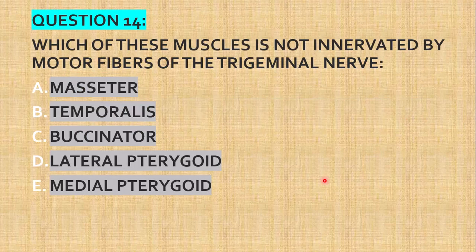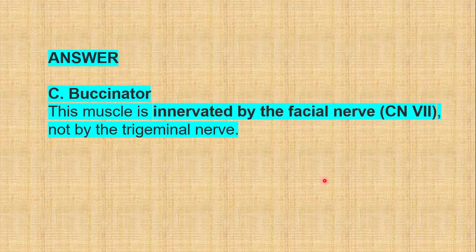Question 14. Which of these muscles is not innervated by motor fibers of the trigeminal nerve? A, masseter. B, temporalis. C, buccinator. D, lateral pterygoid. E, medial pterygoid. And the answer to this question is the buccinator. The buccinator is innervated by the facial nerve and not by the trigeminal nerve.